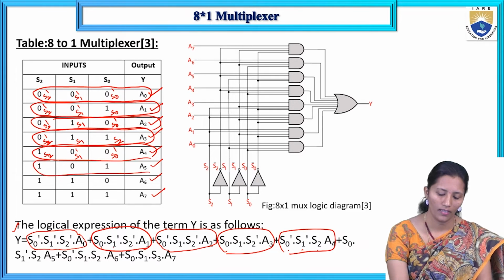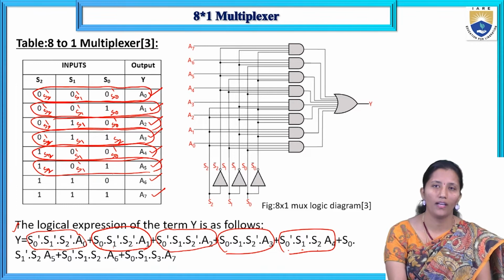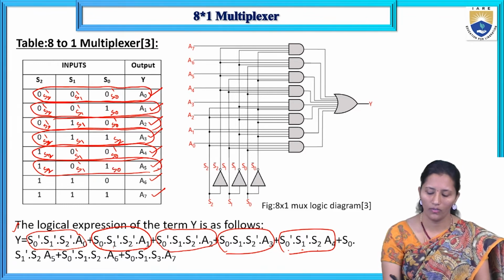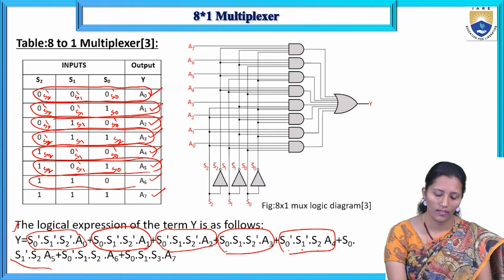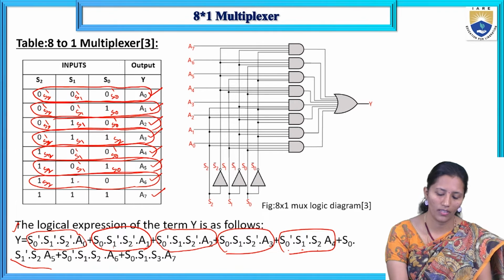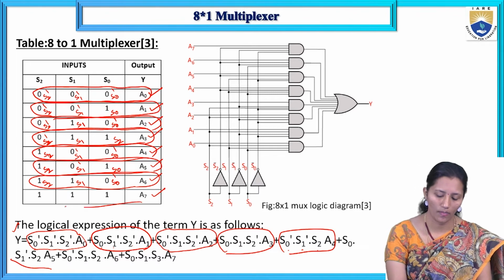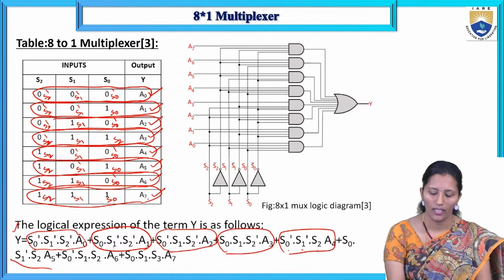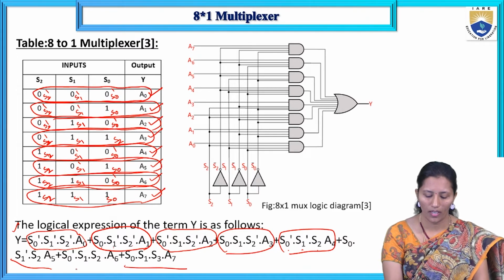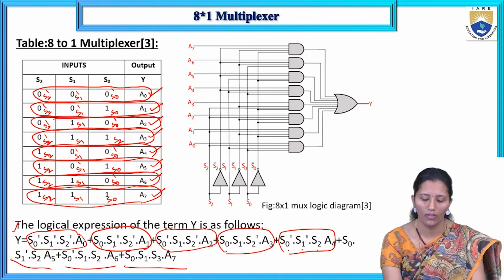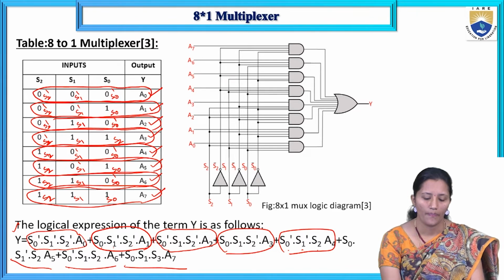For A5, the product term is S2, S1 bar and S0 into A5. The product term for A6 is S2 into S1 into S0 bar into A6. And the last product term is S2 into S1 into S0 into A7. We write all these product terms and add them, and we get the logical expression of the output.